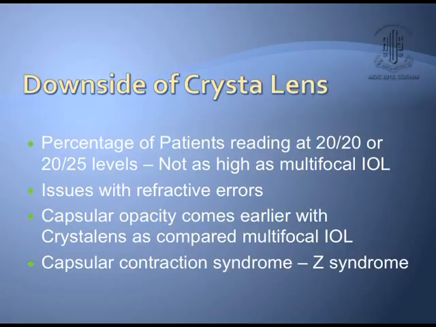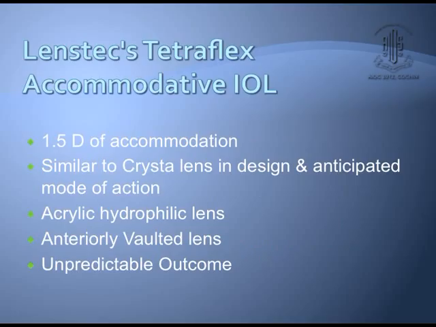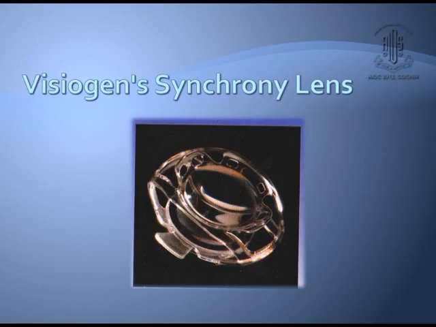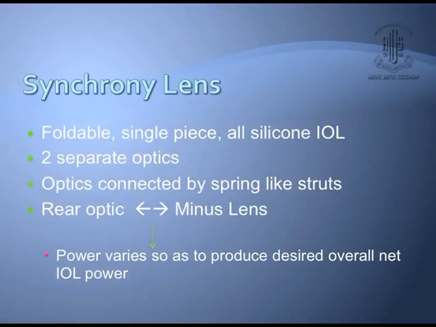Another is capsular contraction syndrome, or jet syndrome. If full fibrosis occurs, the effect of the accommodative lens is gone, but the only advantage is that there is no drawback like halos, glare or anything else. Only the accommodative potential is gone. There are other lenses in the pipeline: the Tetraflex, and the Synchrony. This is the Synchrony lens.